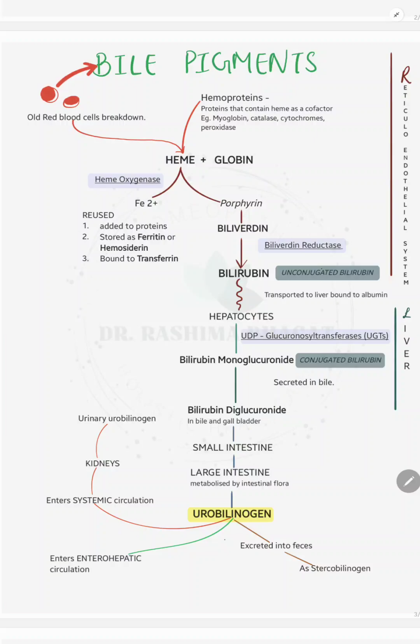This urobilinogen has got three fates. Some of it is going to be carried forward from the large intestine and excreted into the feces as stercobilinogen. Some amount of it is going to enter the enterohepatic circulation, where it is going to reach the liver again and be reutilized. Some of it is going to enter the systemic circulation, from where it will find its way into the kidneys and be removed as urinary urobilinogen.